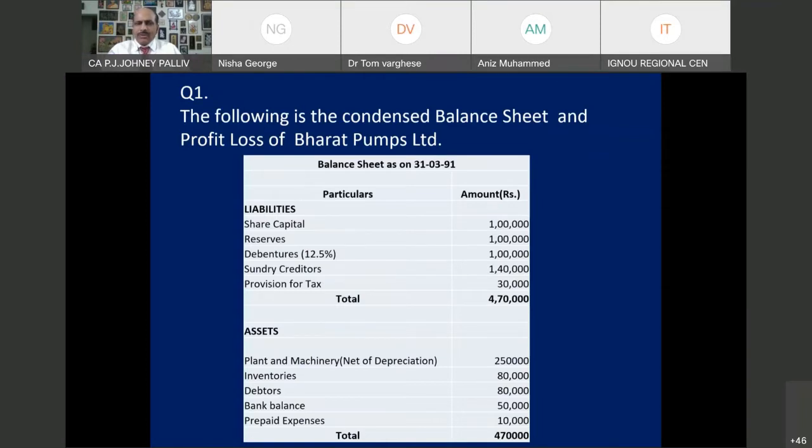The balance sheet consists of liabilities and assets, and assets must be equal to liabilities. In this balance sheet, you can see the liability total is 4,70,000. The assets total is 4,70,000. Liabilities consist of share capital, 1 lakh, reserves, 1 lakh, and debentures. Debentures are loans carrying interest. Debentures are not capital. The interest rate is 12.5%, 1 lakh.